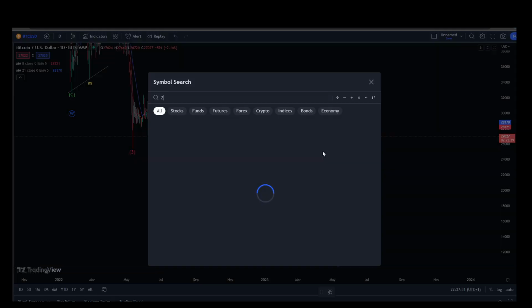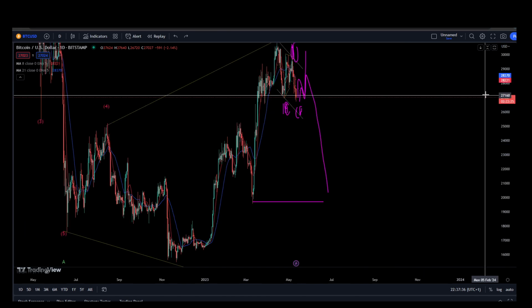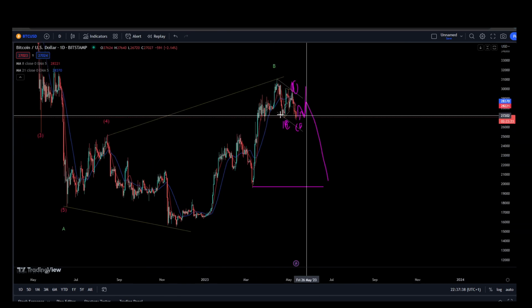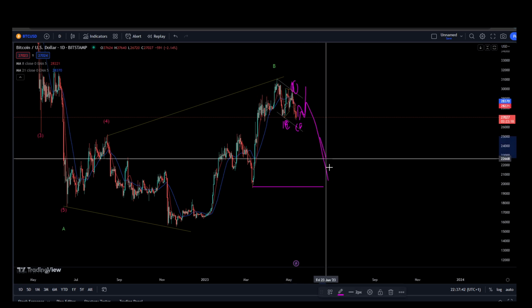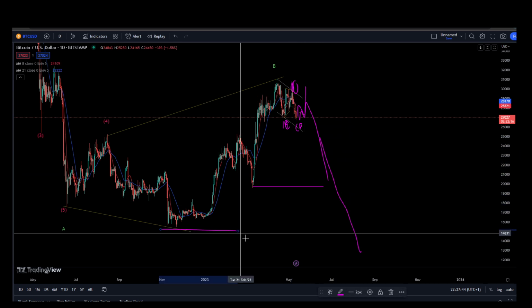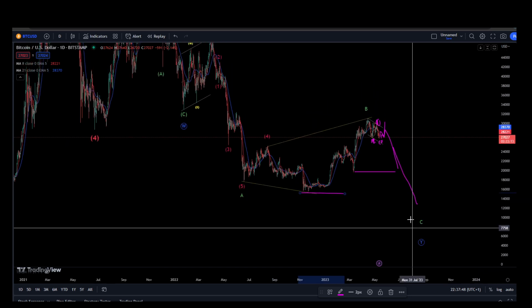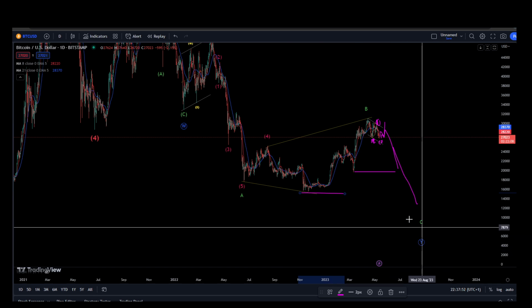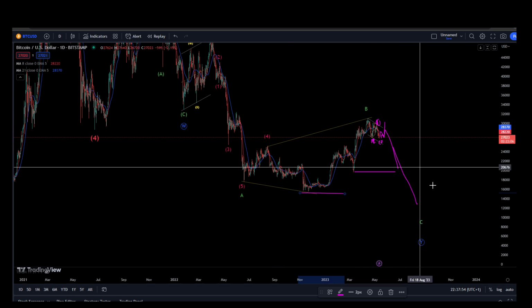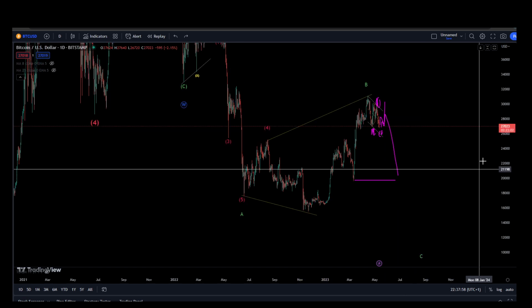Just be a bit careful. This could go two ways. This could be the start of an impulsive move to the downside, and we're going to see an impulsive move all the way back down, creating new lows. That will be a wave C, or a completion of a wave B, C, or wave W, I'm sorry, wave Y completion. So that's one trajectory, the bearish bias.